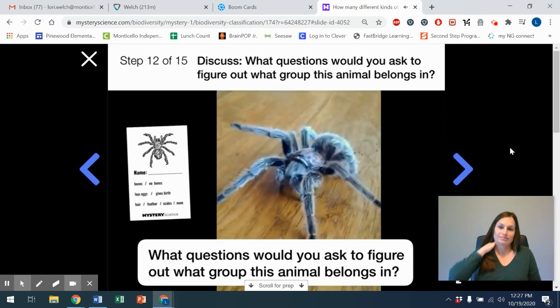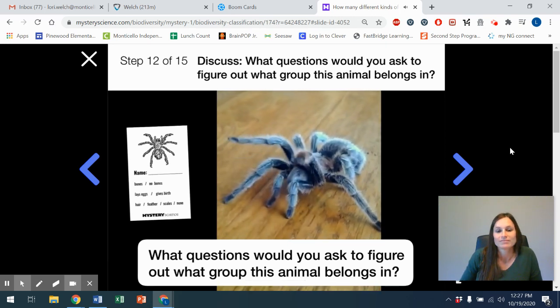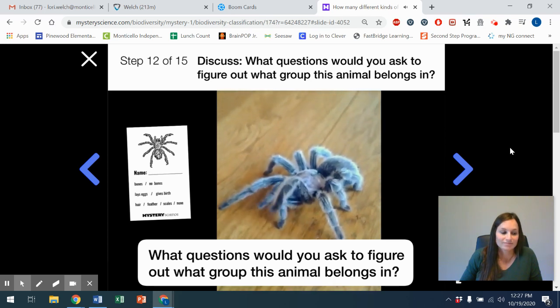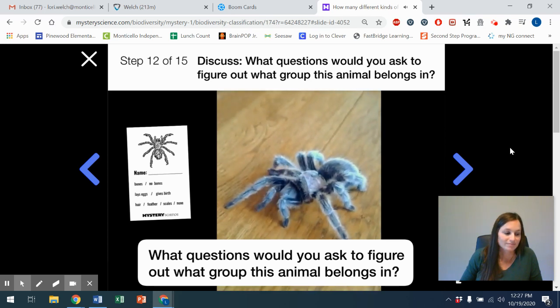Imagine that you're the first person to ever see this animal. Now, you might already know what this animal is called, but how could you figure out which group it belongs in? What questions would you ask to figure out what group this animal belongs in? When you're ready for some clues, go to the next slide.